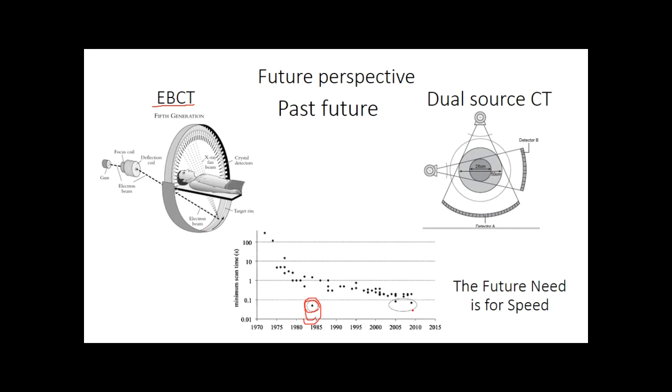So almost 25 years later, with dual source CT scan, they reach almost the same timing. It became very, very fast, from 120 seconds in the early days to less than a second with faster computers and dual source. So this was considered as the future of CT scan.